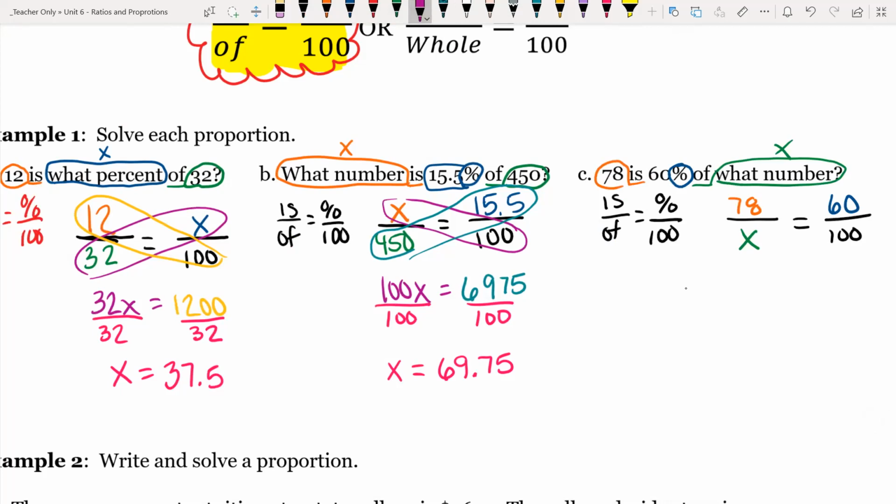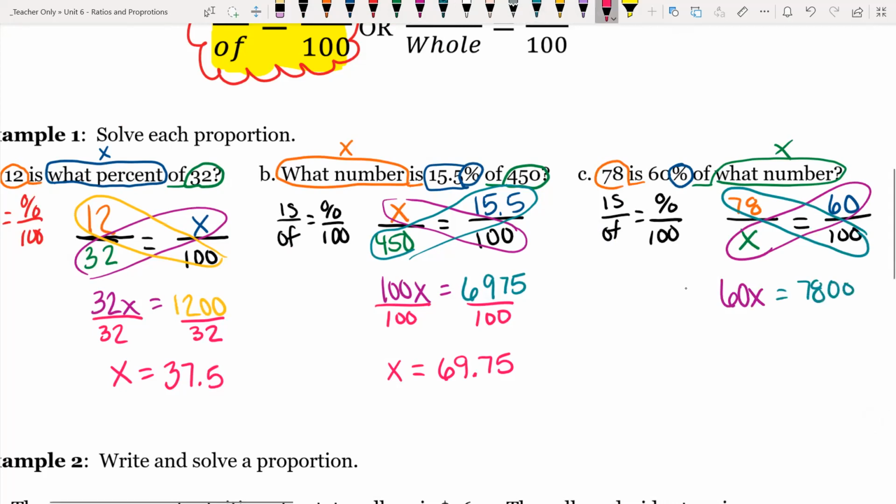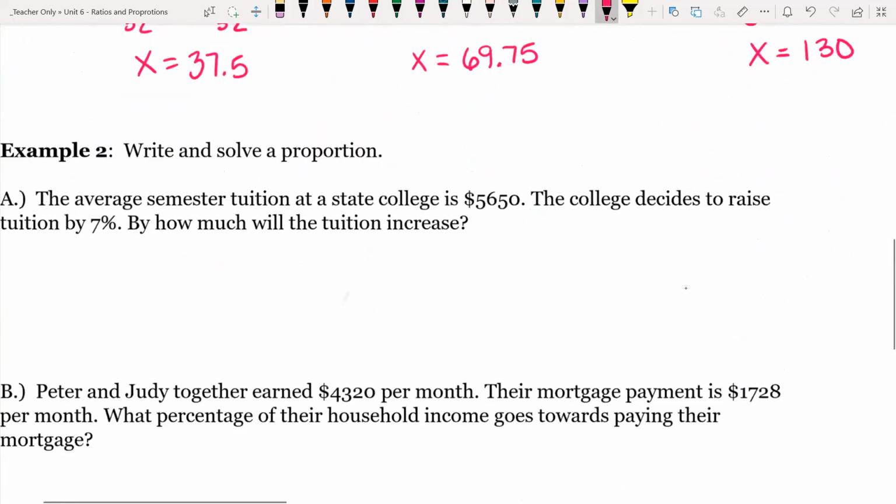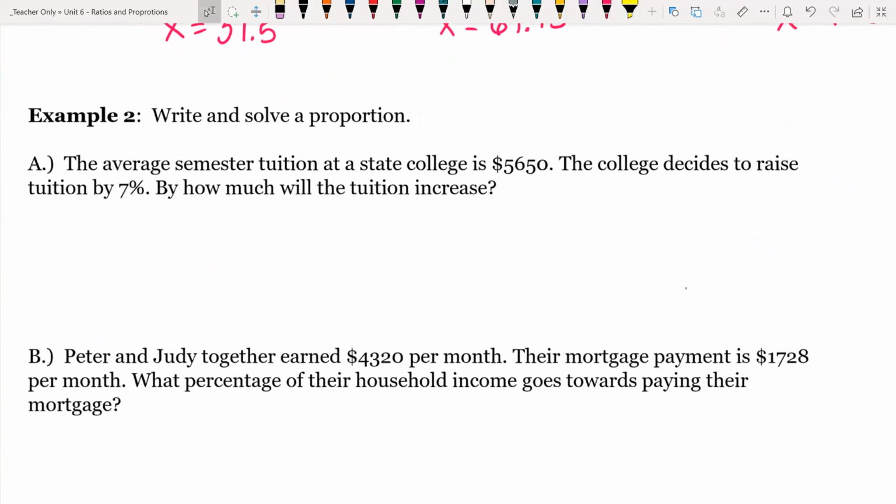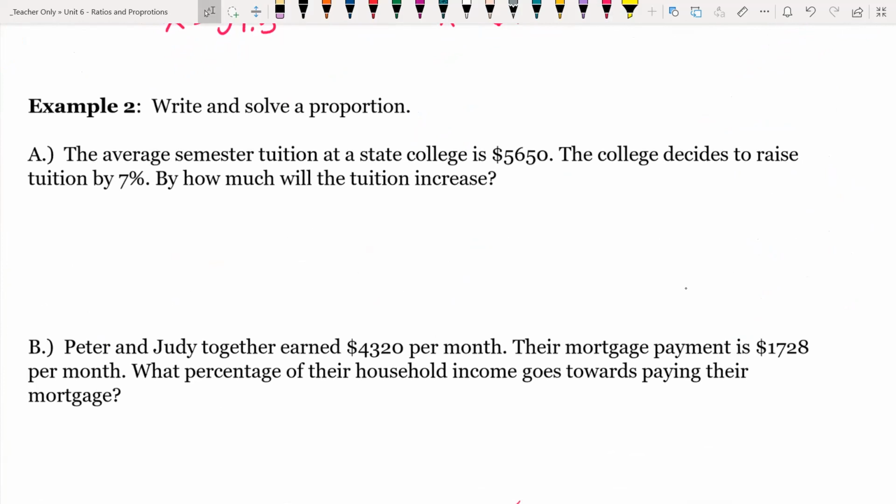All right, so now we cross multiply. 60 times x is 60x. 100 times 78 is 7,800. Get x alone, divide by 60. x equals 130. Okay, so now we're going to start looking at word problems. I will say that B is a little easier than A, if we're being honest.